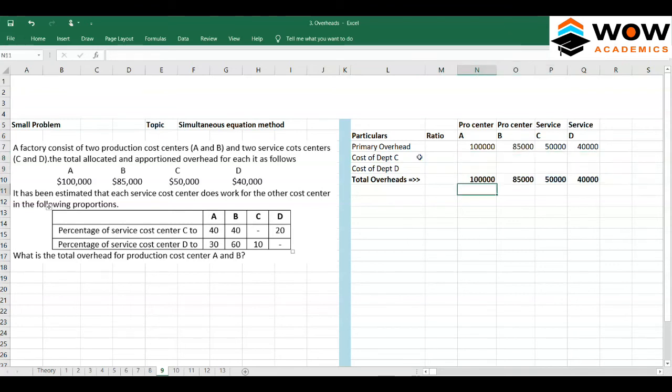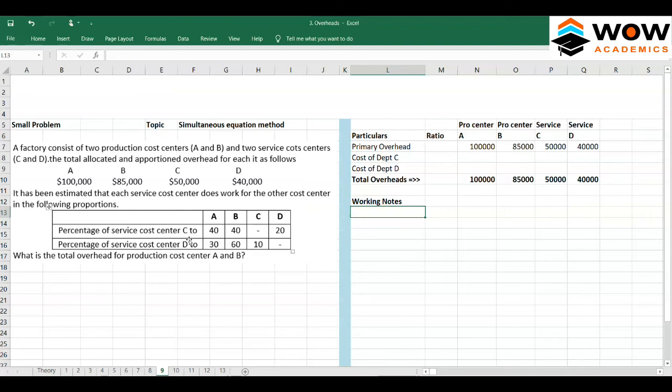So we'll start the sum. We'll start with the working notes, which is going to be the lengthiest part here. The question is similar to what we had earlier. We had A and B as production departments, C and D are service departments, and C gives its service to A, B, and D, and D gives its service to A, B, and C. So they are giving service to each other simultaneously.